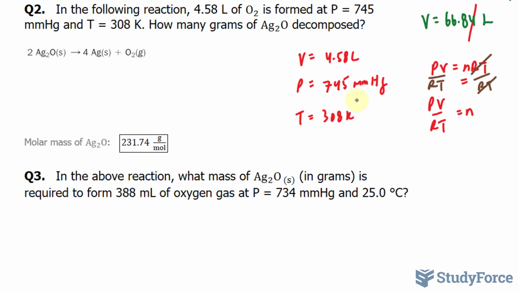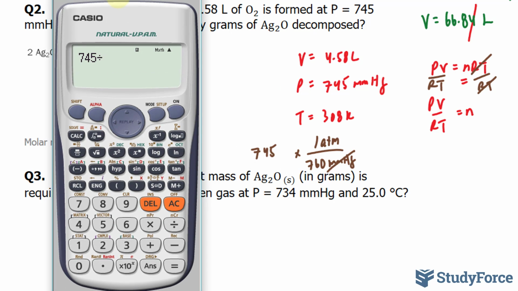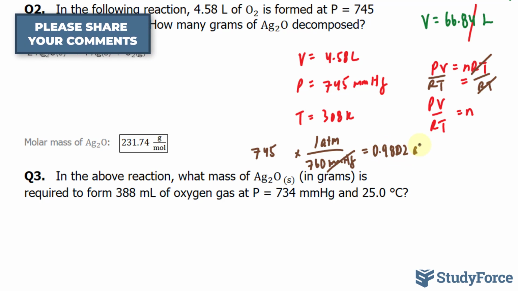I know the pressure, but it's in millimeters of mercury. I need to change that into atmospheres. The conversion ratio is 1 atmosphere for every 760 millimeters of mercury. By multiplying this number by that, the unit cancels out with the units of 745, and we end up with atmospheres. 745 divided by 760 gives us 0.9802 atmospheres.